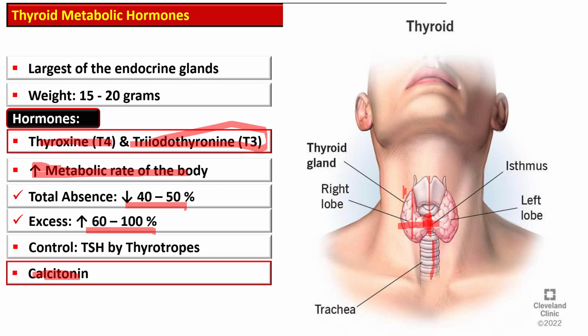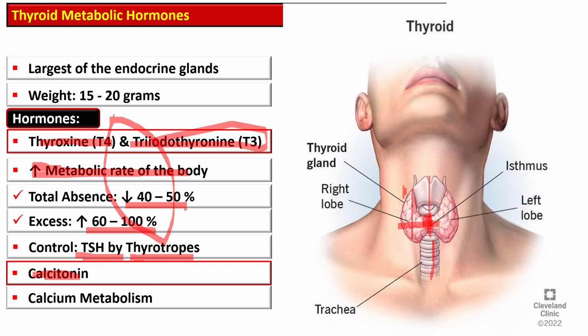And these hormones are controlled by a master regulator in the pituitary gland, that is TSH, or thyroid stimulating hormone, that is secreted by the thyrotropes. The calcitonin is another hormone that is secreted by this gland, and it is responsible for the calcium metabolism.